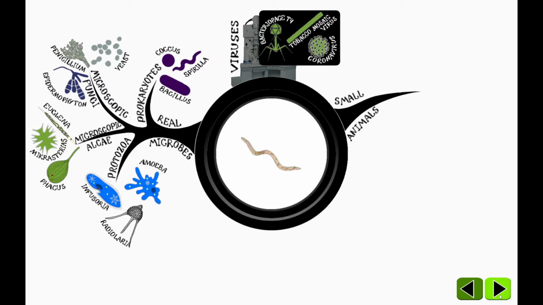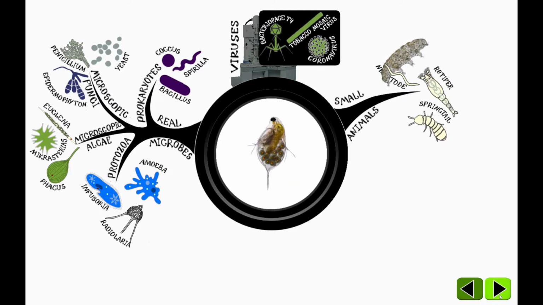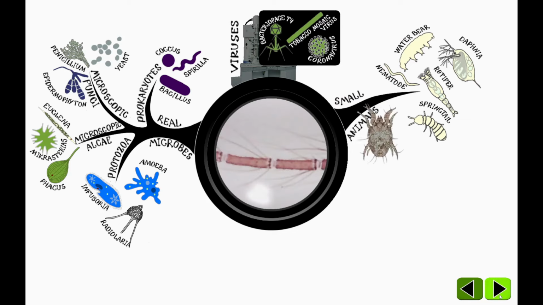Under the microscope, we can see small but multicellular animals. Microbiologists usually do not study such creatures, but it's good to know how to distinguish them from bacteria or protozoa.